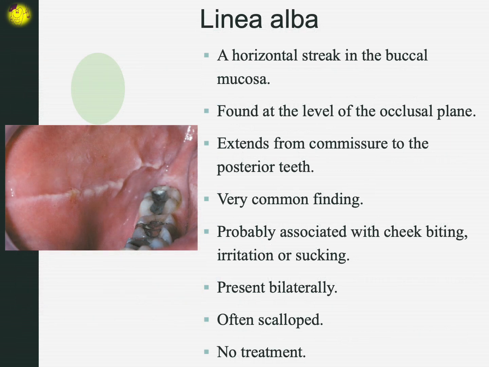Moving over to the second condition, which is called Linea alba. This is nothing but a horizontal streak which you can see along the line of occlusion on the buccal mucosa. It starts somewhere from the commissure of the lips until almost the last posterior teeth, and it's usually present bilaterally.